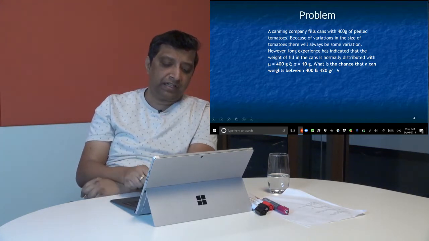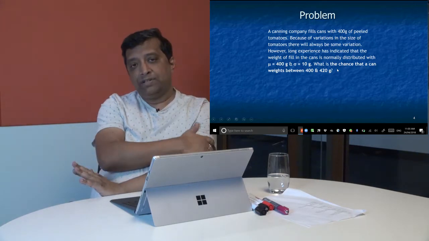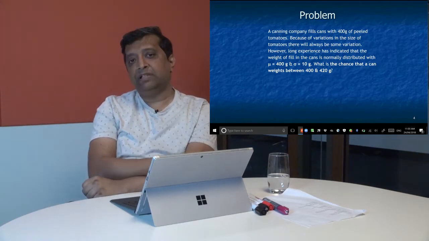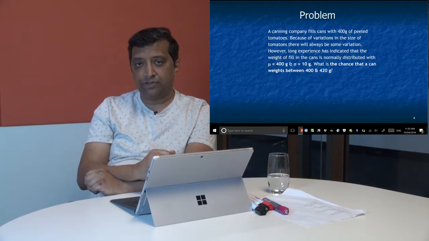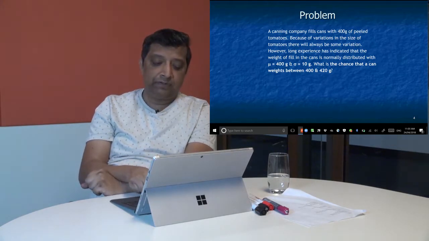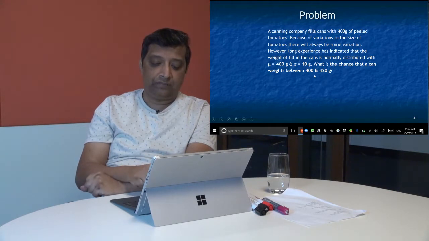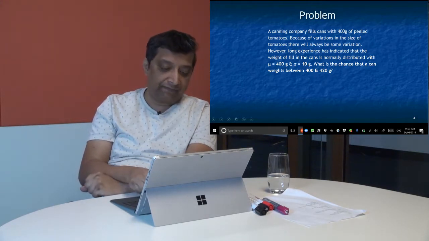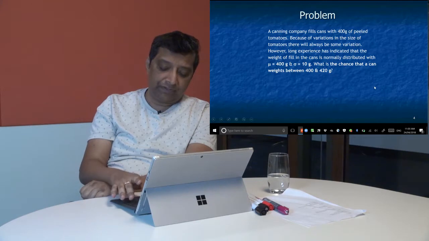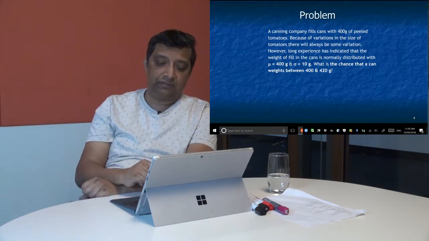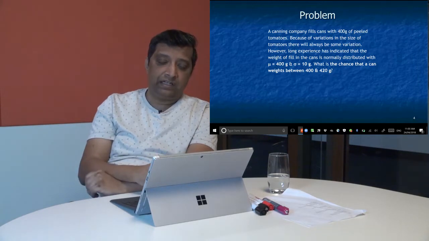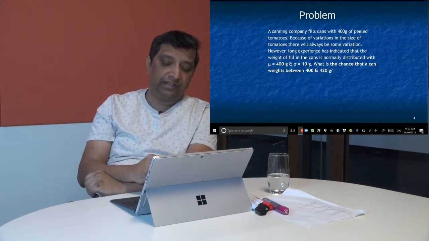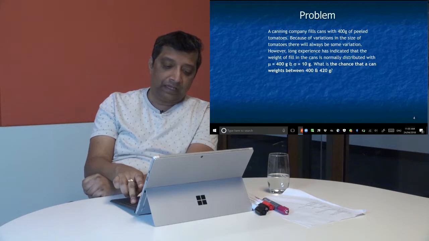Now suppose somebody asks you this question: what is the chance that if you just randomly pick up a can from the supermarket shelf, it will weigh between 400 and 420 grams? So given the information you already have, these kinds of problems could be, again, easily done in Excel, just like we did for the binomial distribution. Here we use a function called NORMDIST instead of BINOMDIST.